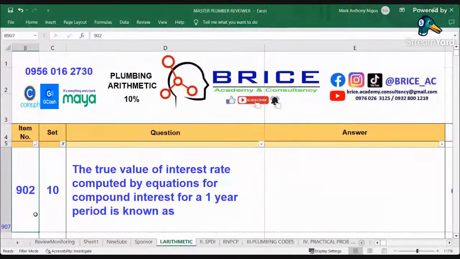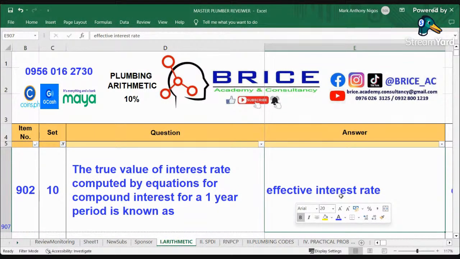902. The true value of interest rate computed by the equation for compound interest for a 1-year period is known as what? The answer is effective interest rate. The true value of interest rate computed by the equation for compound interest for a 1-year period is known as effective interest rate.